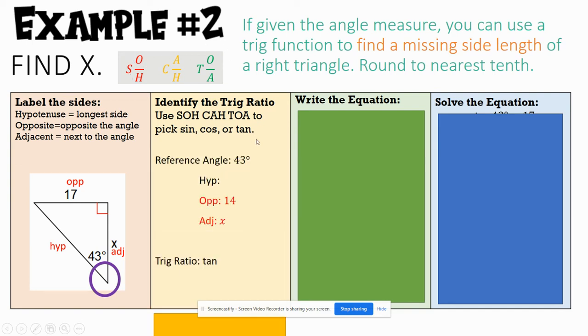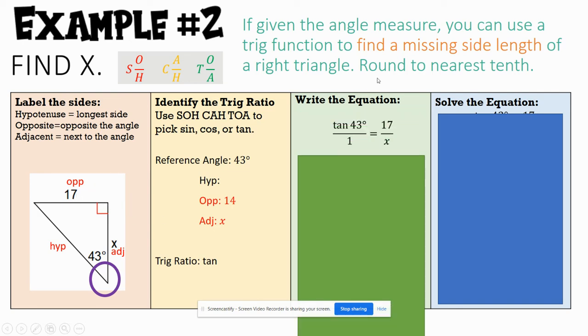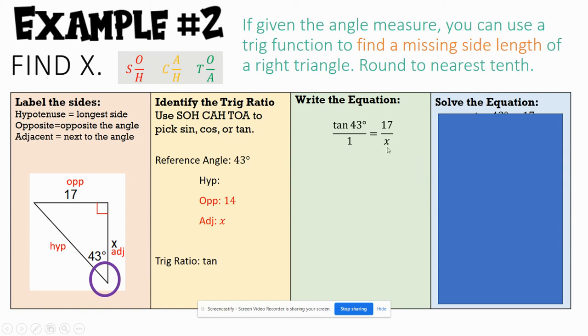If you said tangent, then you are correct. So set up your equation using tangent of the 43-degree angle that was labeled. Tangent of 43 degrees, you will set it equal to your ratio. So you're going to set it equal to the opposite side length, which is 17, over the adjacent side length, which is x. If you want to put the trig function over 1, you can.